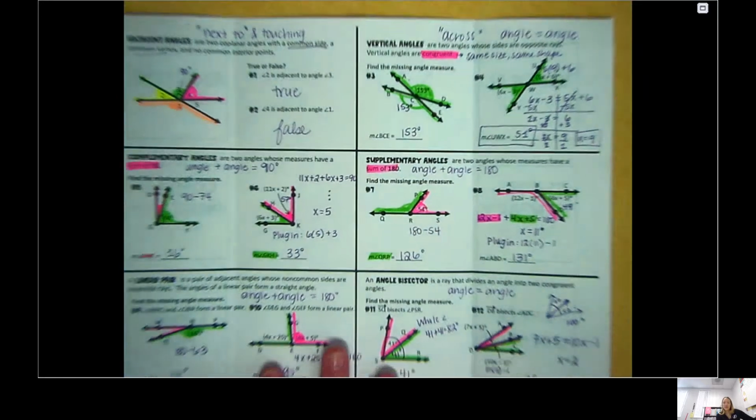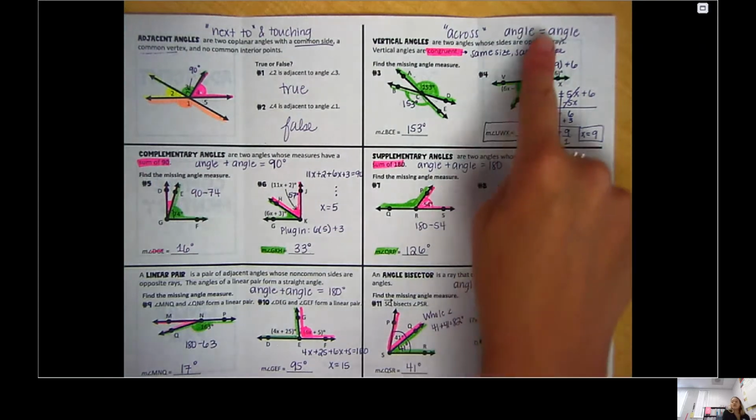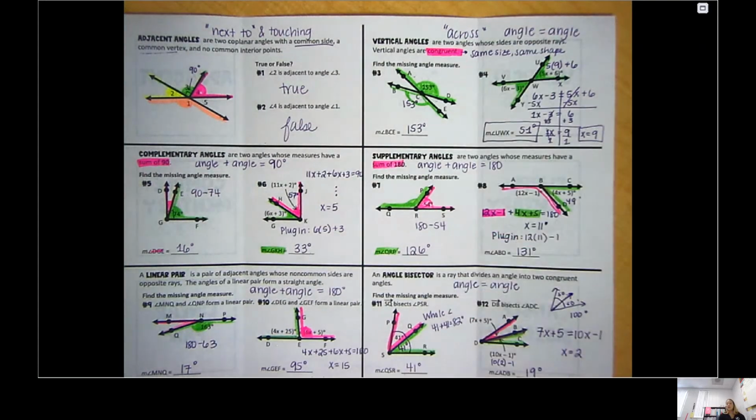So here's the whole thing. Here's what I want you to see. You only really got two choices. Either you're setting the angles equal to each other, so if they look the same, you're setting them equal. If they don't look the same, then you are adding them together. And you can only add them together to equal 180, a straight line, or 90 degrees with the little box. That's it. Those are your only choices.